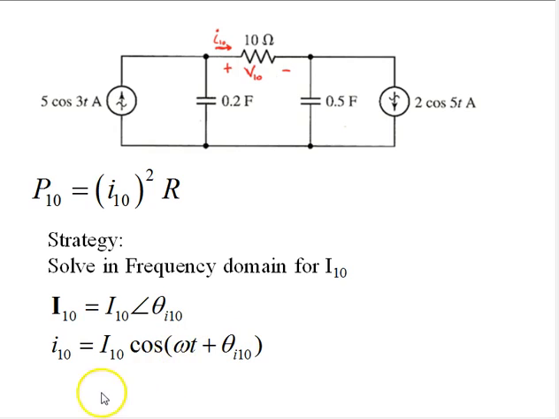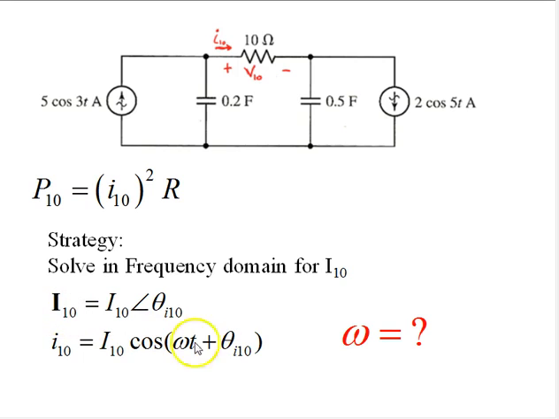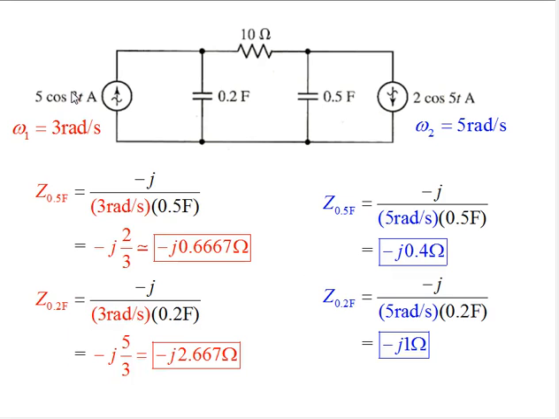But what we need here is the frequency. So we'd have to find the frequency. Based on the frequencies, we can find our impedance. So what is the frequency associated with this circuit? We have two current sources. If we look at each of these current sources, they both have different radian frequencies. If we used a radian frequency of 5 radians per second, the impedance associated with this 0.5 farad capacitor is different than that associated with the 3 radian per second current source. So we have to use superposition to solve for this circuit.